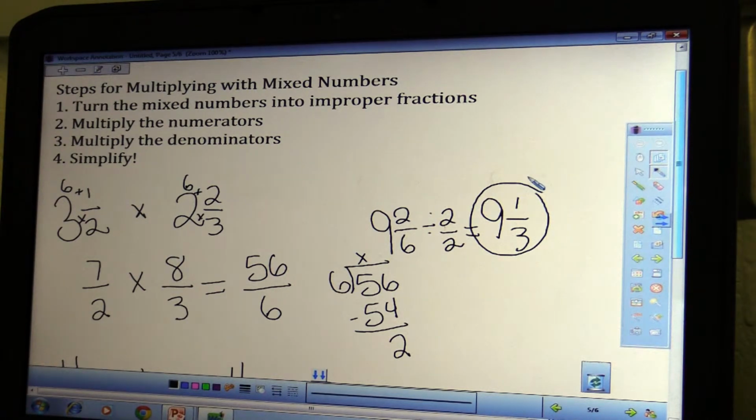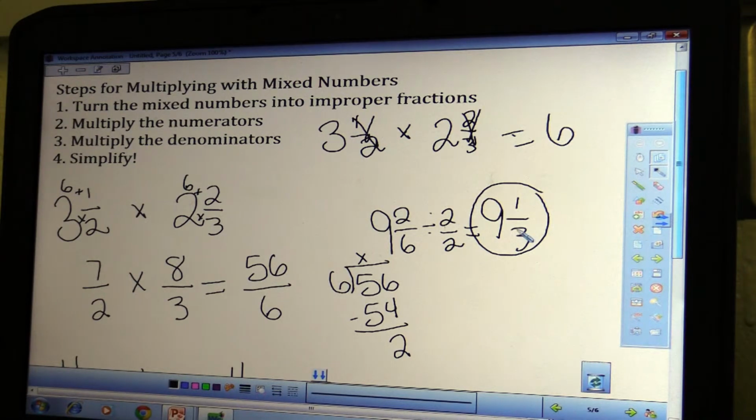Now, I also want you to notice that when you're multiplying mixed numbers, there is a way to help check your work, and that would be to estimate both of these fractions and get an approximate answer. So let's go ahead and take a look at that. If I have 3 1/2 times 2 and 2/3. If I drop the fractions right now and keep it as 3 times 2, 3 times 2 is 6. Okay, 6 is somewhat close to 9 1/3, but let's double check.